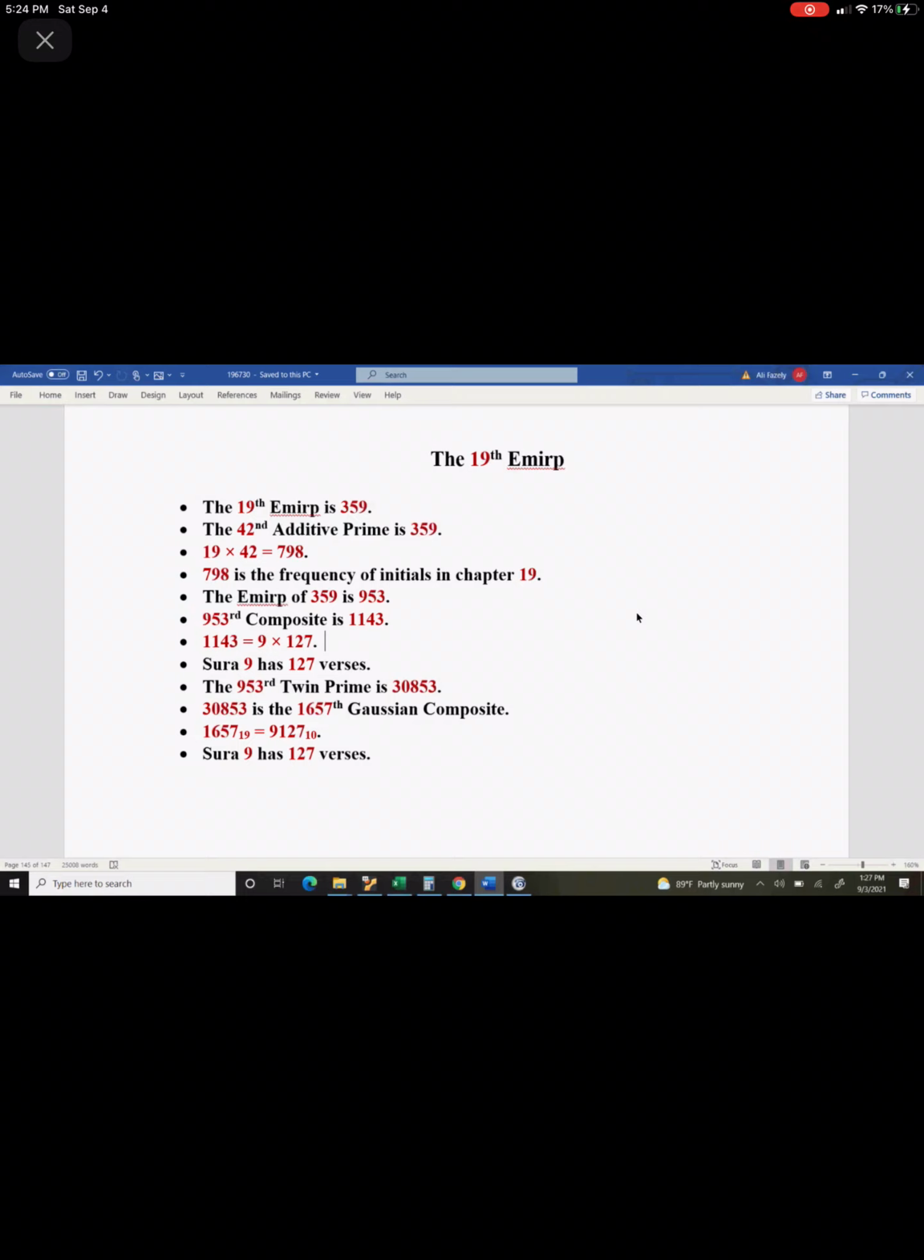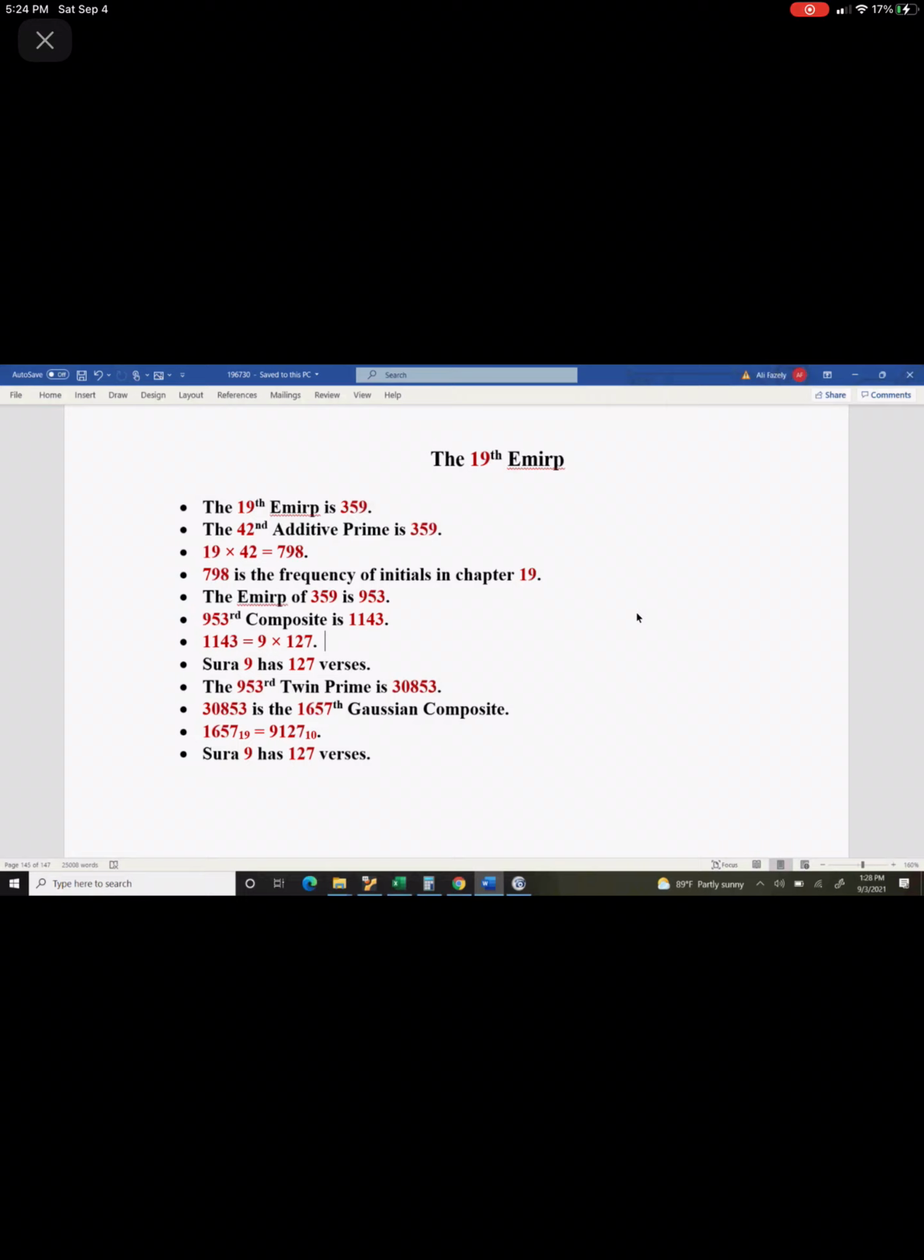So now, today I want to introduce you to this. The 953rd twin prime is 30853. Now, I didn't just choose this by accident. The reason is because God is telling us that over it is 19. Look at 30853. 3 plus 5 is 8, plus 8 is 16, plus 3 is 19. So the sum of the digits of this adds up to 19.